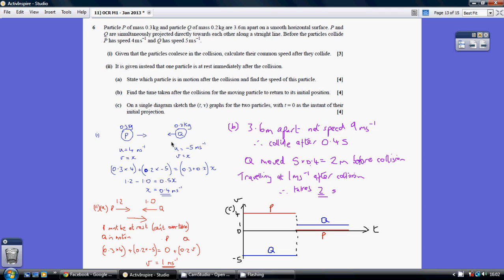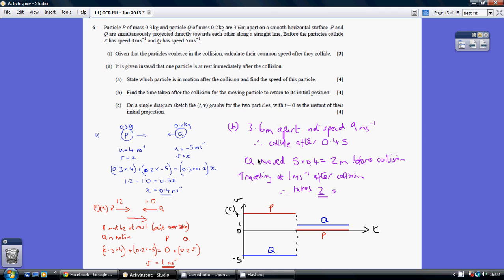Now for part B, find the time taken after the collision for the moving particle to return to its initial position. So just think what's going on. They're 3.6 meters apart. This is going 4 meters per second left to right, this is going 5 meters per second right to left. So the net speed is 9 meters per second. So they're actually going to collide after 0.4 seconds.